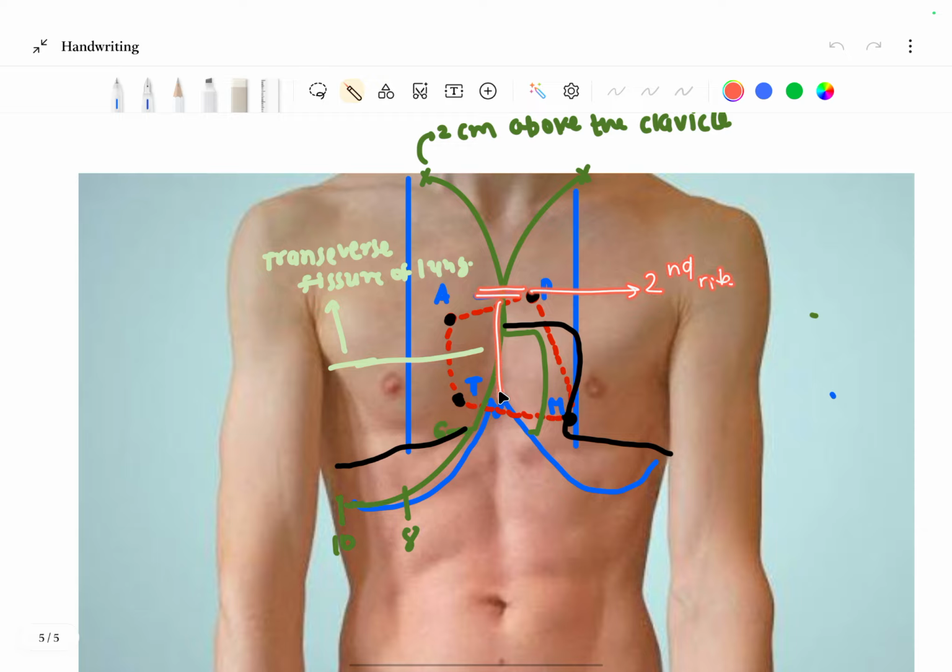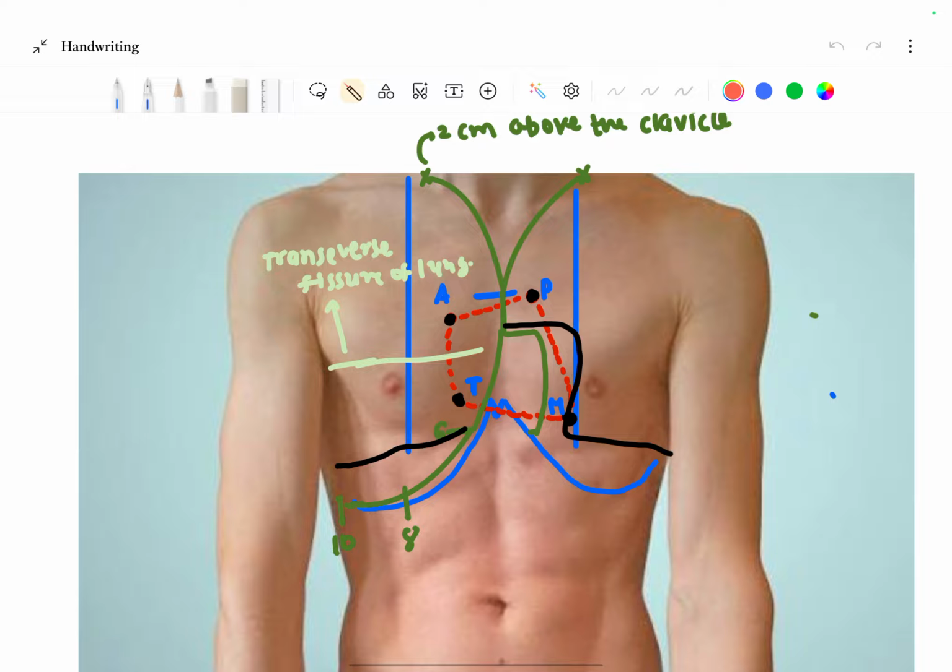Then this will be your sternum, the body of the sternum, and feel the xiphoid process and feel the lower margin of the rib. Okay, clear? So this will be your first work.